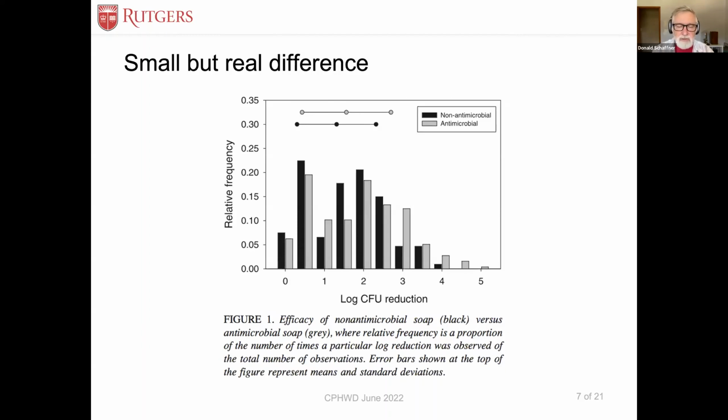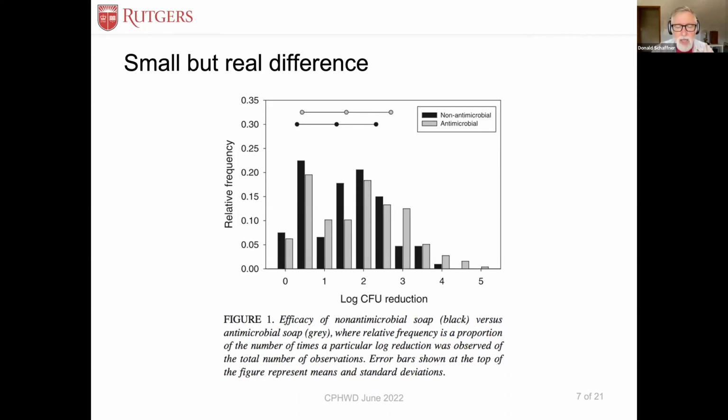And so we measured the bacterial reduction in terms of the logarithm of the number of colony forming units. So it's basically the logarithm of the count of the number of microorganisms on hands. And what you can see here is the non-antimicrobial soap, that's shown by the black symbol, and the antimicrobial soap, that's shown by the gray symbols, the gray bars. And what you can see is that those curves do kind of overlap with each other, right?